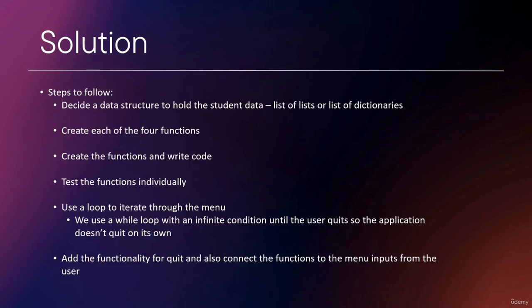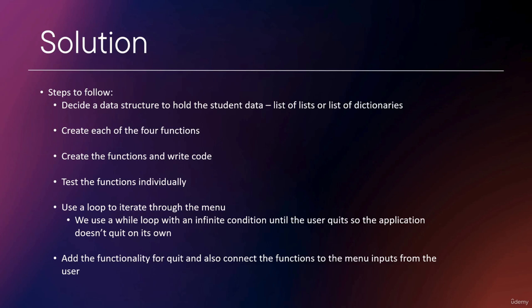Moving on to the solution, here's just a bit of an idea. First, you need to decide on a data structure to hold the student data. It could be a list of lists or a list of dictionaries. The student list is a list, but each student entry could be a list or a dictionary; you have to decide. Then create each of the four functions, write the code, test the functions individually, and use a loop to iterate through the menu. We use a while loop with an infinite condition until the user quits.